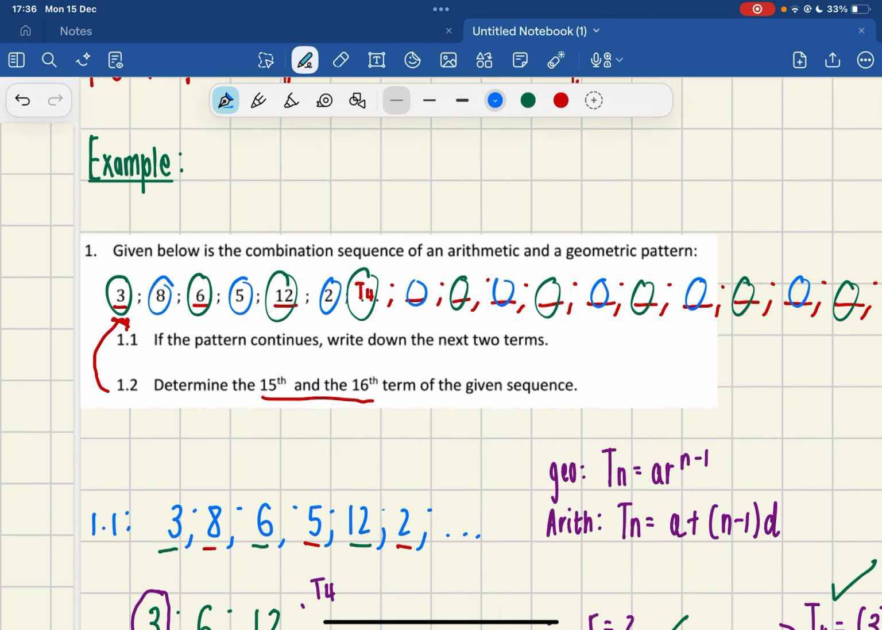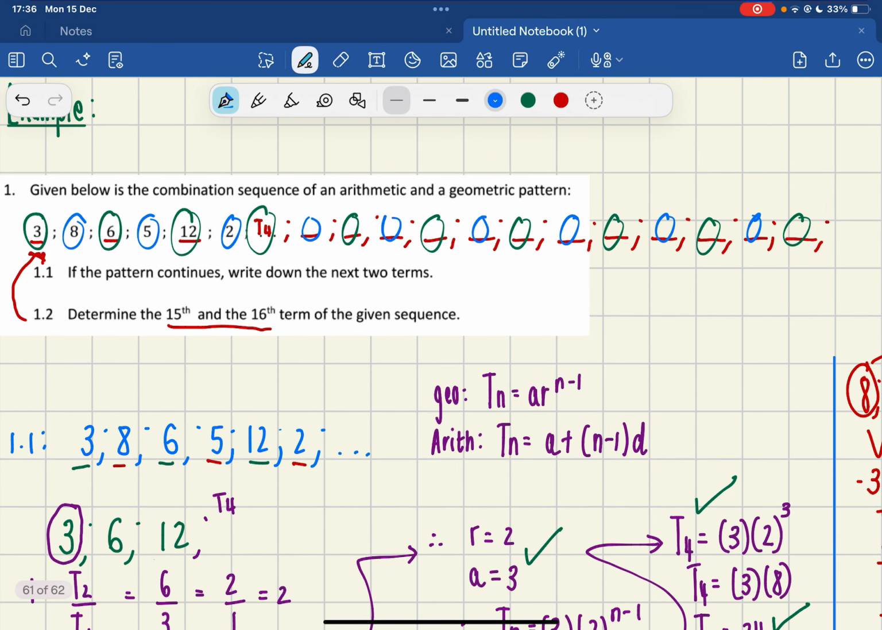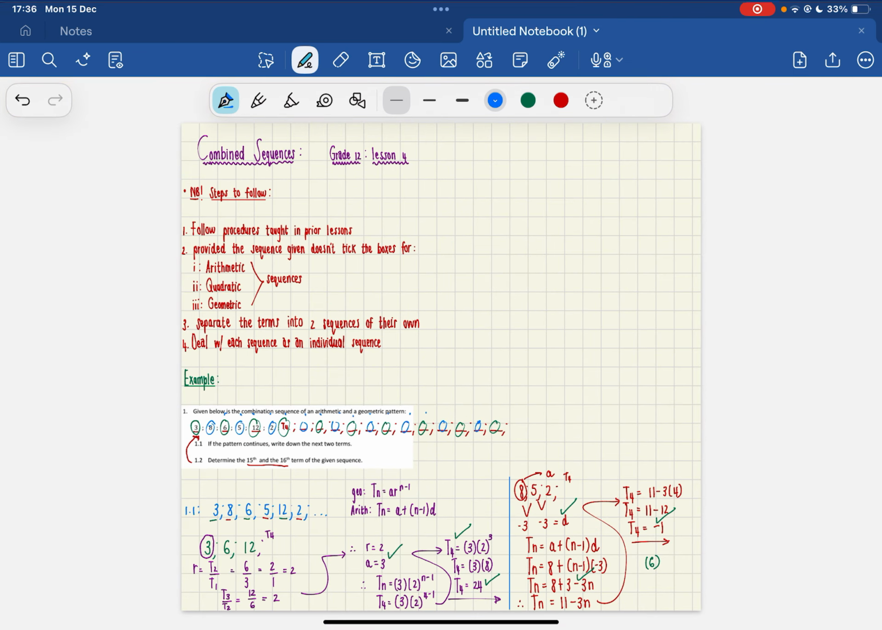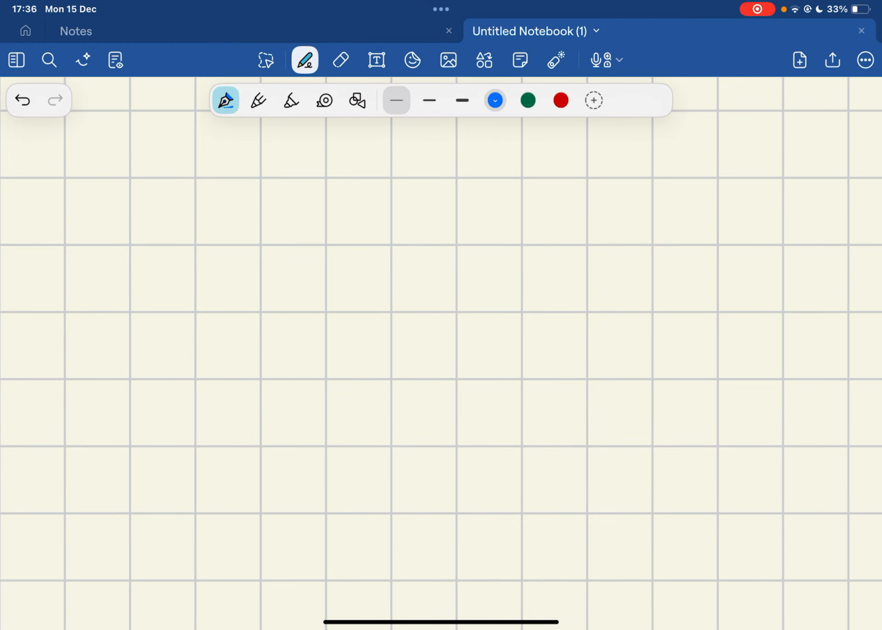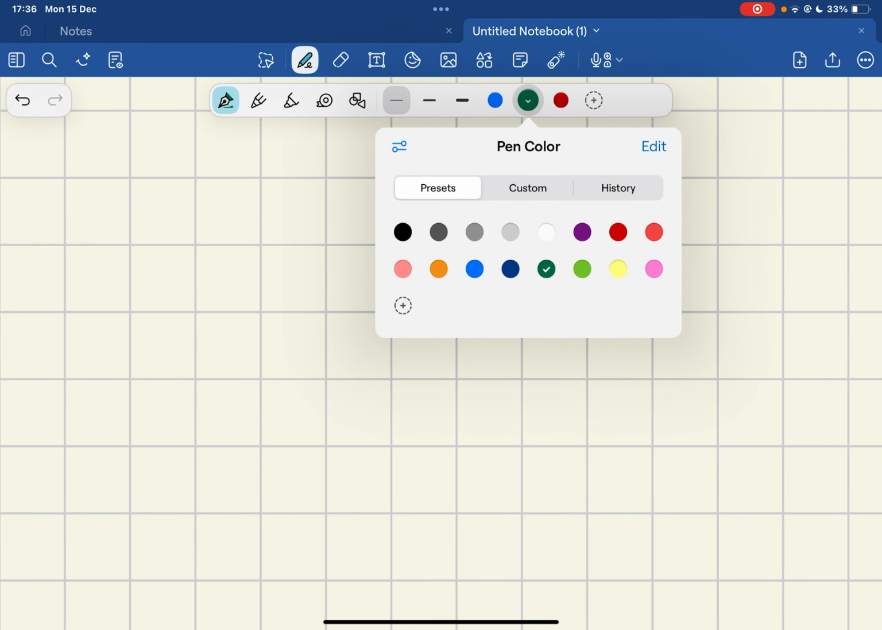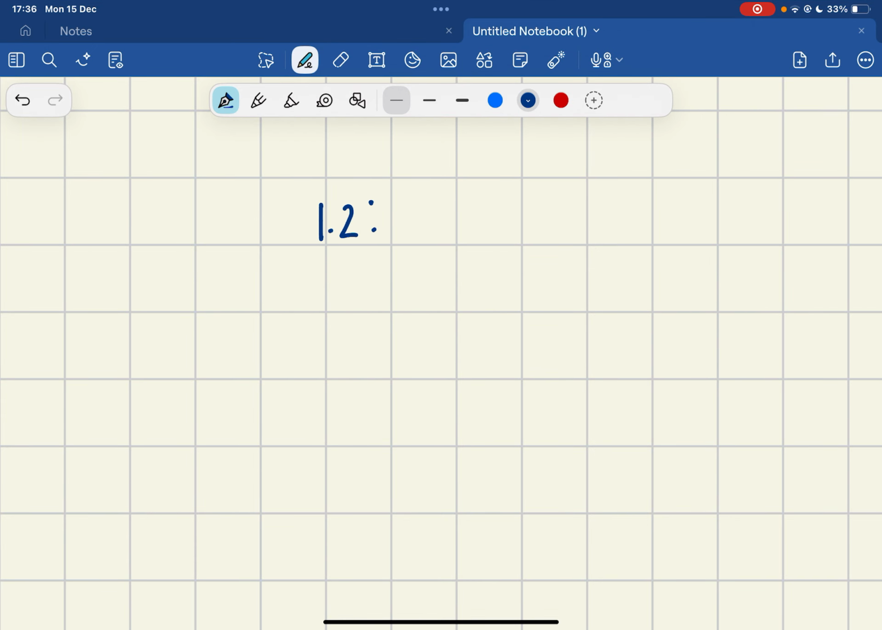Okay. Now let's quickly see the 15th term. Let's count 15. 1, 2, 3, 4, 5, 6, 7, 8, 9, 10, 11, 12, 13, 14, 15. 15 is in green. So 15 is geometric. Now, for question 1.2, T15 would fall under geometric.